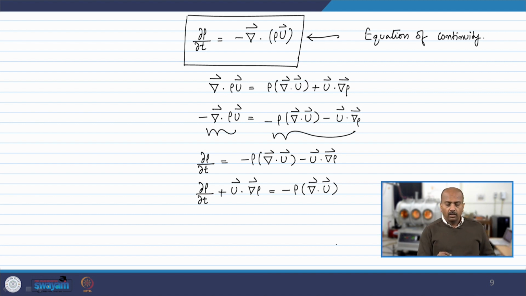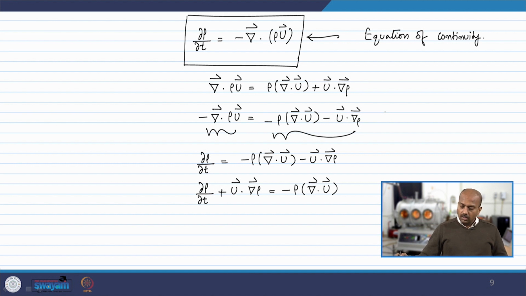What have I done anyway? You look at this expression, I have taken the right hand side of the equation of continuity and using a simple vector identity, I have expanded this. That is, del as a vector operator is operating on this product, and so del first operates on the velocity because it is a vector, it is a scalar product, and when it operates on this scalar, this is how you get, right.